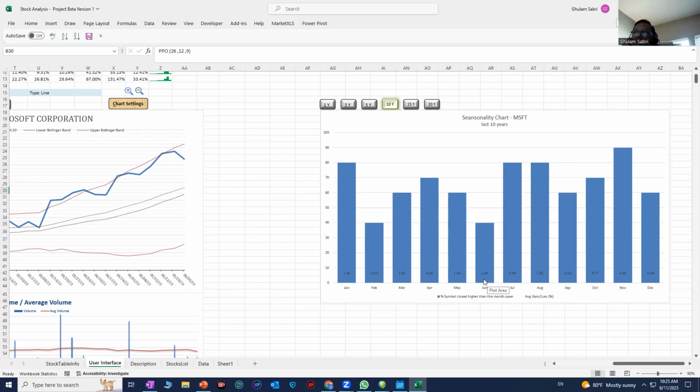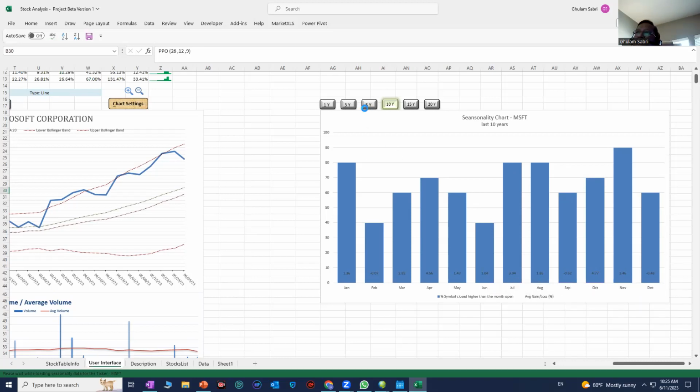So is it a good time to invest in Microsoft? Yes, history tells us 80% of the time in these months, and the average return in Microsoft is 4% and 2% approximately. What about the last 5 years?